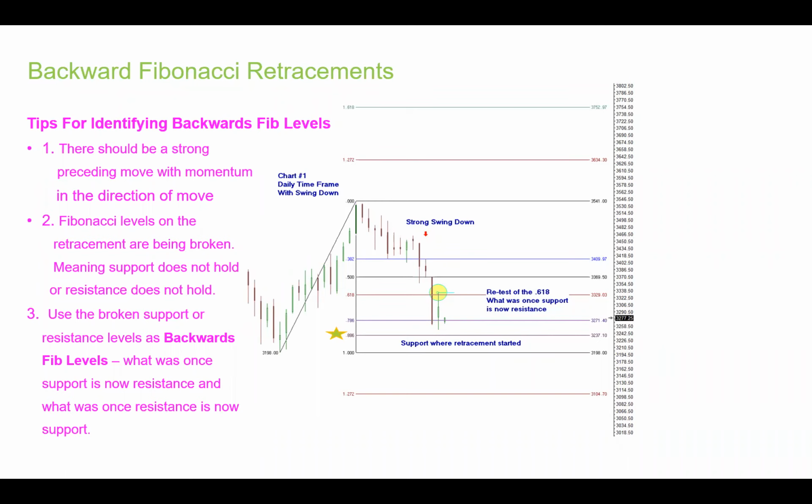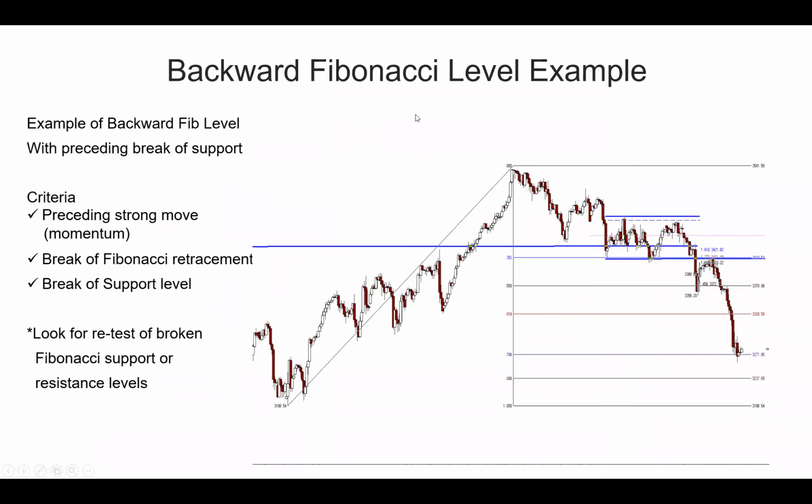Okay, so now let's look at an example here of a backward Fibonacci level and see if we have those things present on this chart. So there's a swing from low to high, and the market starts to do a retracement. It hits the 0.382, and notice how it doesn't get a really strong movement back up from that 0.382. That can be a clue.